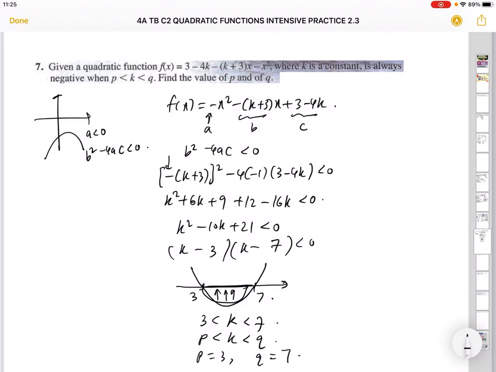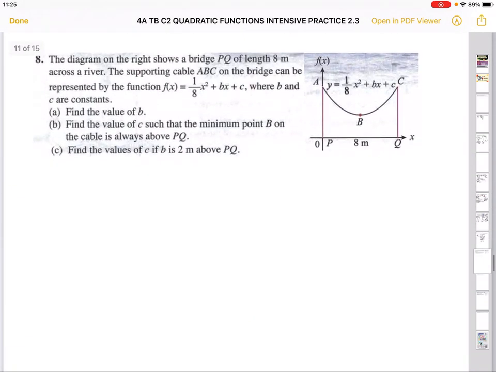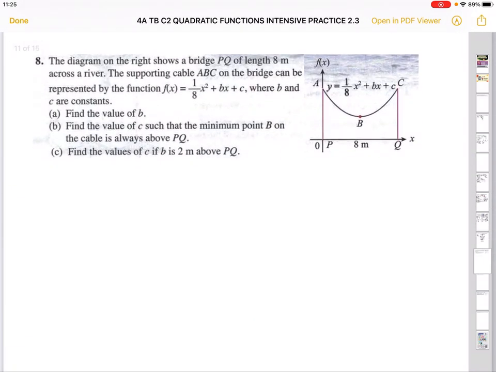Alright, moving on to question number 8. Diagram shows a bridge with a length of 8 meter. Alright, so you're supposed to find out the value of B. Okay, if you look at the diagram here, now your B value, we need to complete the square and compare to find the B value, right? So maybe I start off by taking out 1 over 8, so this is x squared. B, if you divide by 1 over 8, actually is the same as multiplying with 8. So I'm just going to leave this out.